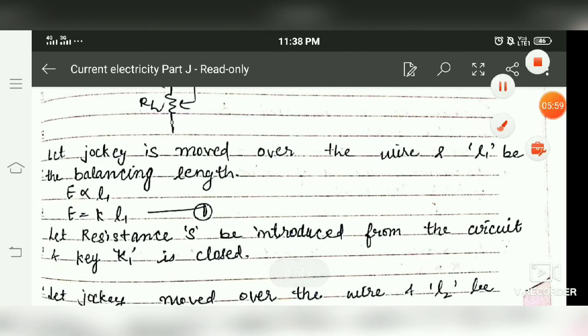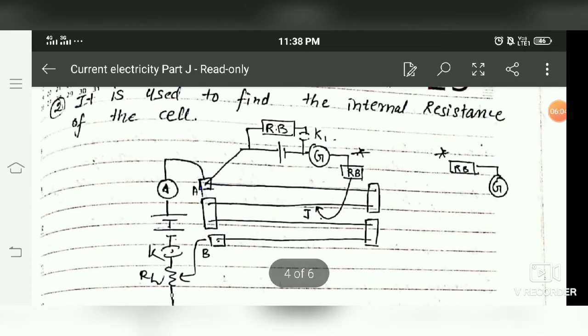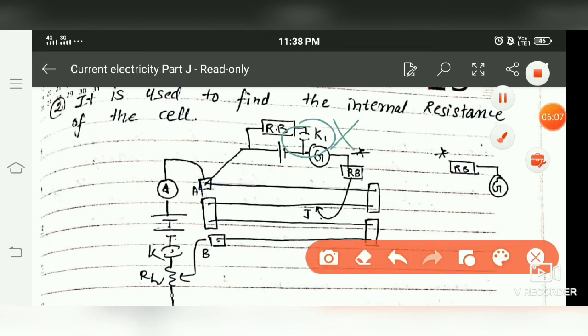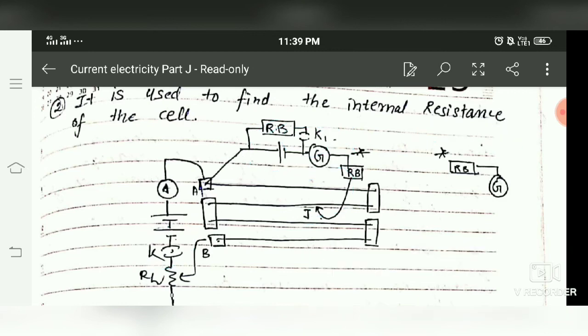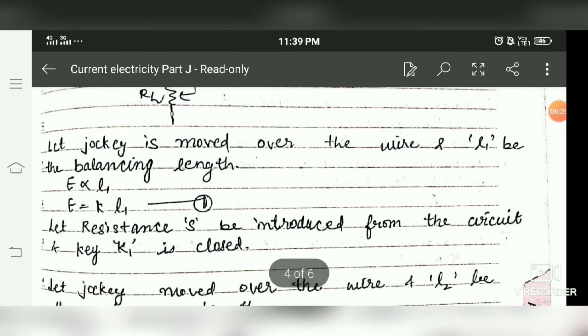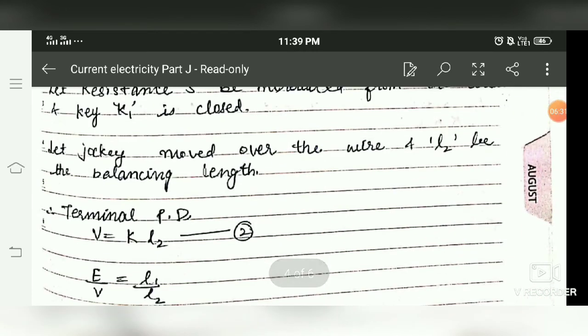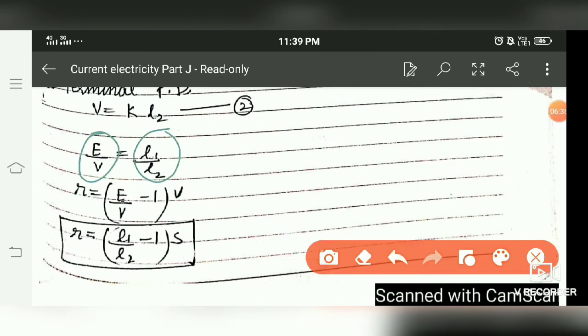First of all, let the jockey move over the wire to find the balancing length L1. This means first of all the K1 key is not inserted, only key K is there. Without the K1 key, when we move the jockey, we get a null point. In that case the cell is not supplying current, so it gives its EMF. So EMF is directly proportional to length L1. Then the second time we insert K1. When we insert K1, then there is a potential drop. In that case, V is directly proportional to L2. So by comparing the first and second equations, we get E by V equals L1 by L2.